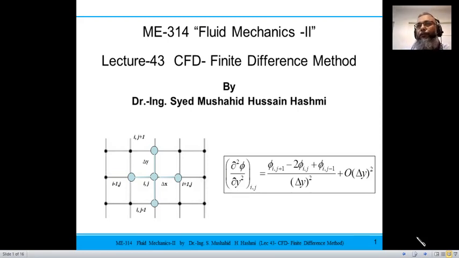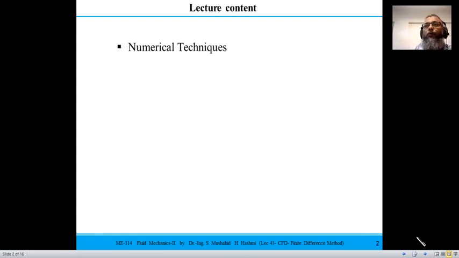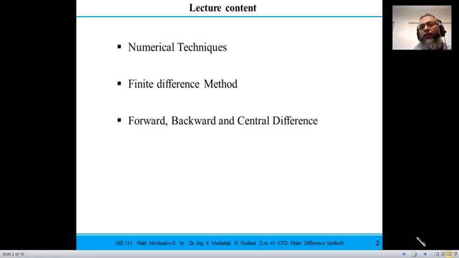This is lecture number 43 of the course ME314 Fluid Mechanics 2, and this is the third lecture of this week. We have already started CFD, and today we will go into the finite difference method. So, an overview of the numerical methods like finite element, finite volume, and finite difference. We will focus on the simplest one, the finite difference method.